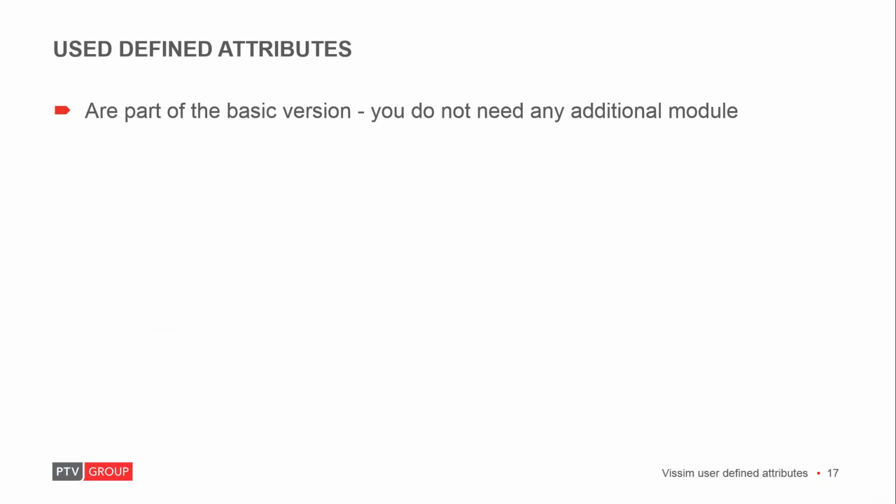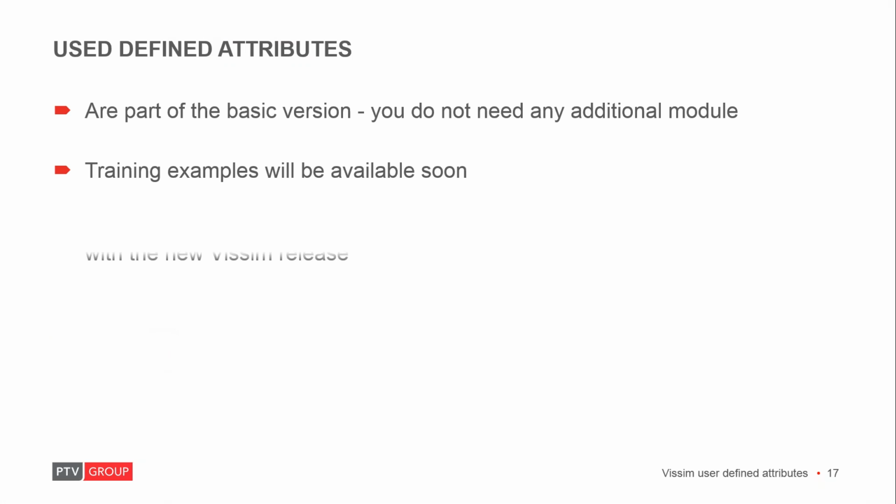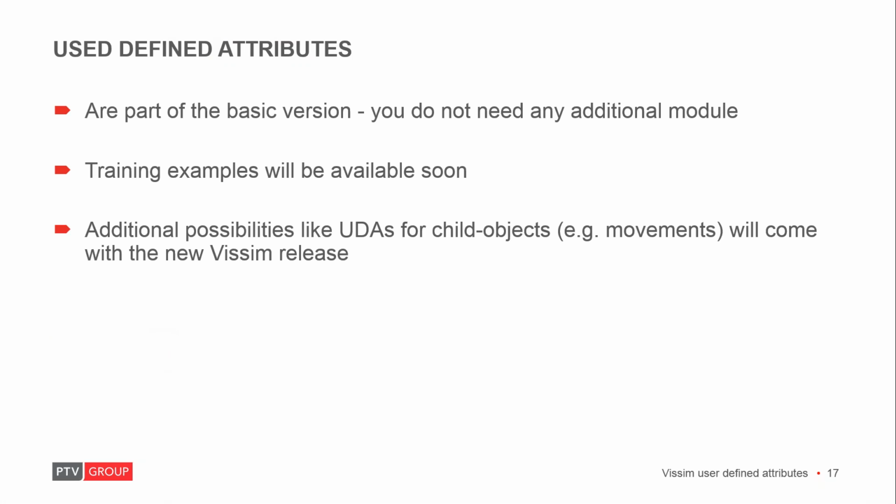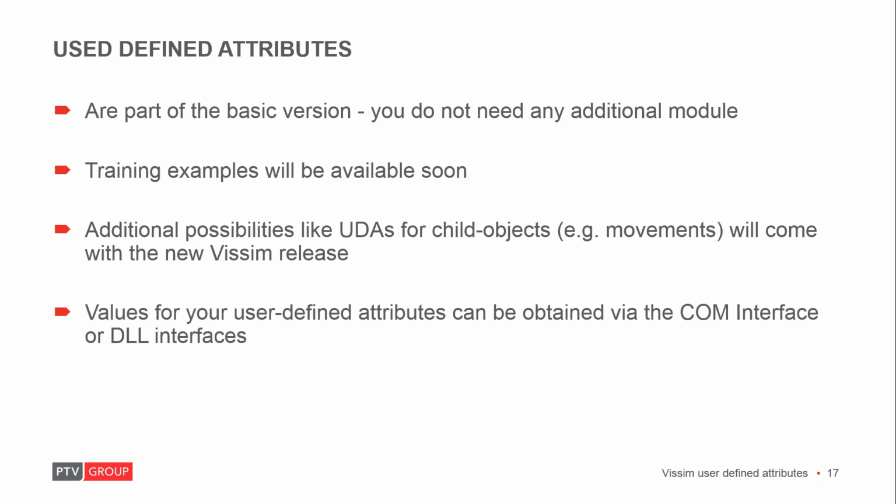Coming to the end of this webinar, let me summarize shortly what you can do with user-defined attributes. User-defined attributes are part of the basic PTV Vissim 8 version. That means you don't need any additional module. Training examples will be available soon. With the new Vissim release, also some additional possibilities will come, for example, user-defined attributes for child objects like movements. Values for your user-defined attributes can be obtained via the COM interface or DLL interfaces.